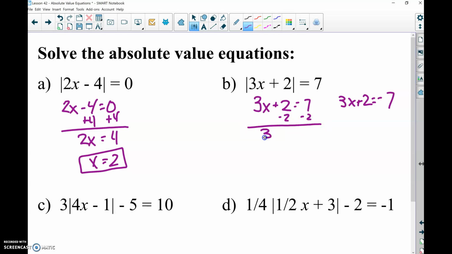The nice thing about absolute value equations is whatever you do to solve one, you're going to do exactly the same thing to solve the other. So in this case, I subtract 2 and divide by 3. Same thing with the second equation. I subtract 2 and divide by 3.